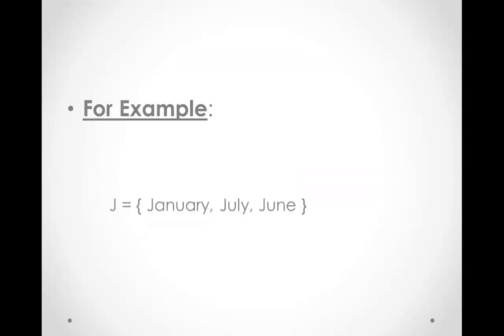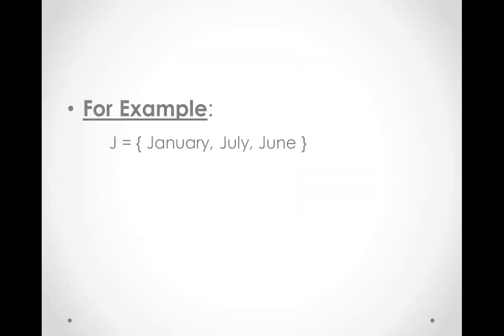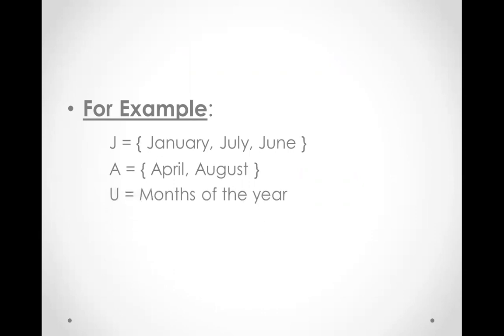We will take all the small sets into one set. J is equal to January, June, July. This is an example: January, June, July. A is equal to April, August. And now the universal set is months of the year. Here the universal set is denoted by capital U, and it contains all the elements of the other two sets which are under consideration.